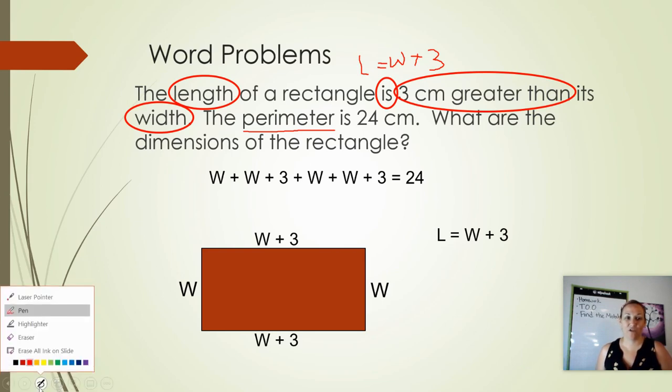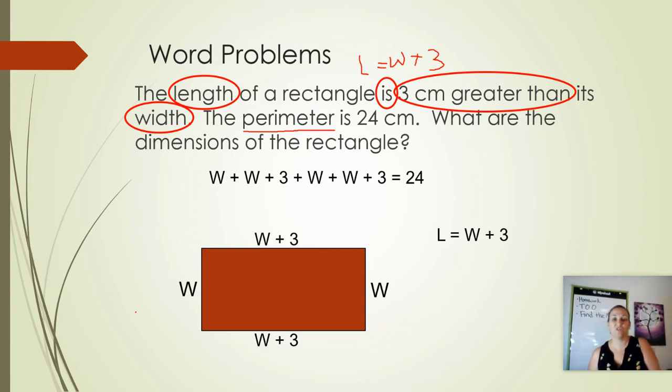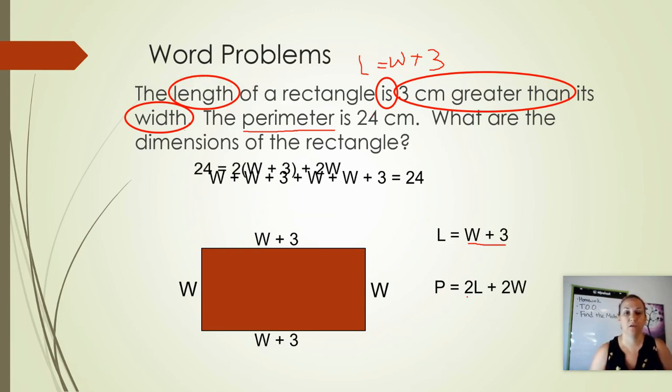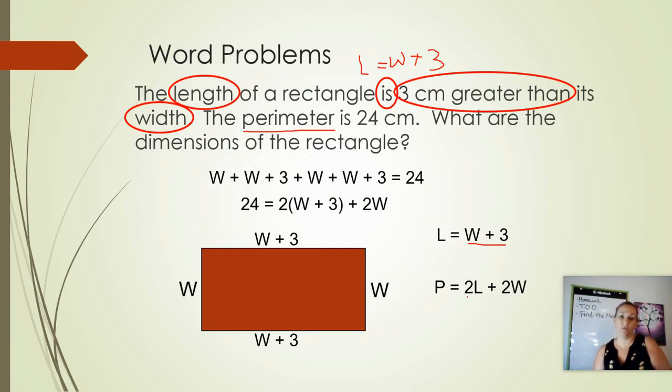Now, maybe you actually remember your perimeter formula. That's from geometry class last year. So if you remember your perimeter formula, the perimeter is 2 times the length plus 2 times the width. Now, in this scenario, again, my length is actually the W plus 3. So I don't want to use this formula exactly because it has too many letters in it. So I'm going to put a 24 where the P is, and I'm going to put a W plus 3 where the L is. And this would be an alternate formula that you could use. Both of these will get you the same answer.